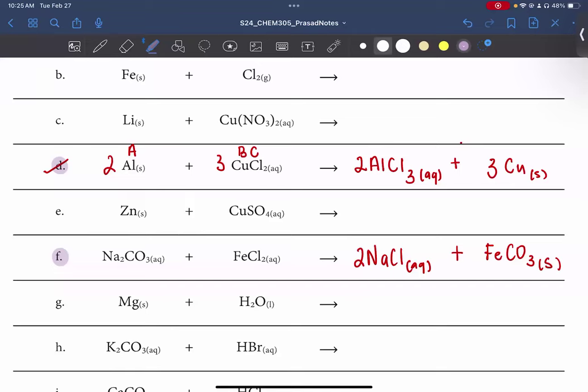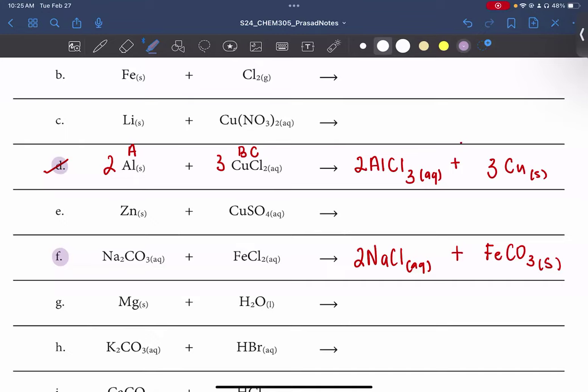Correct. The only one that should be unknown to you is, which one were you looking at? Right, this one, the copper. Copper is a transition metal, so you don't actually know what charge it is. But no matter what, it's going to be positive. That I remember from the lecture. Oh, that's how you know. Okay.